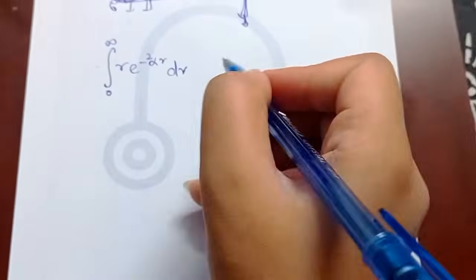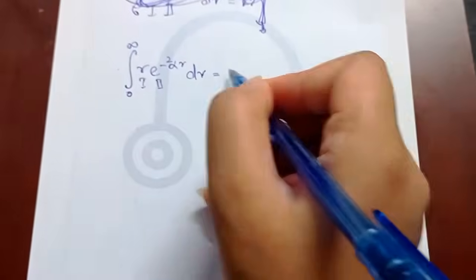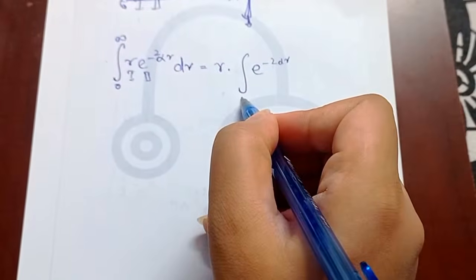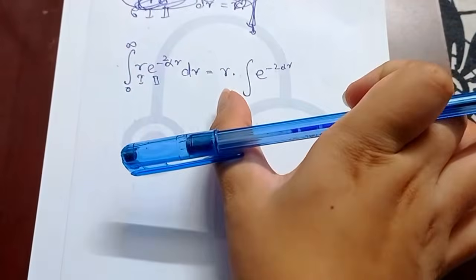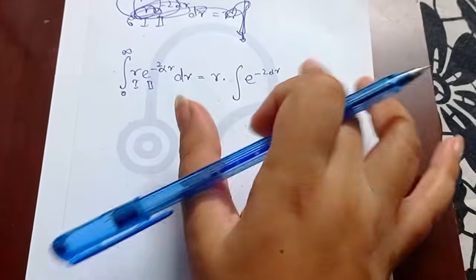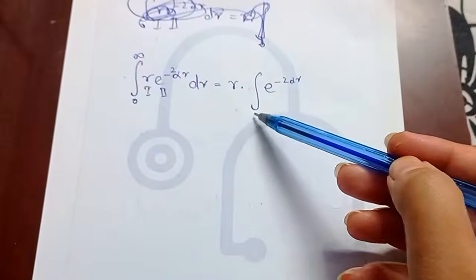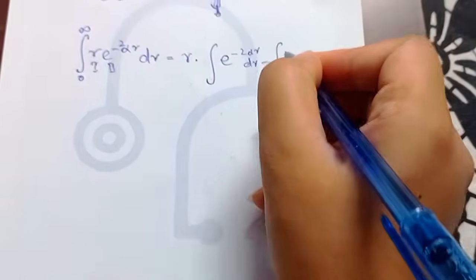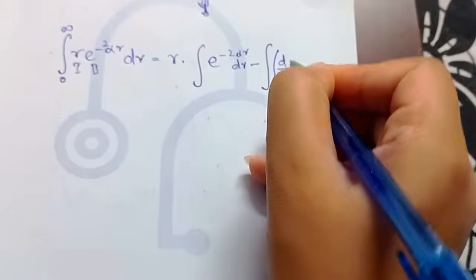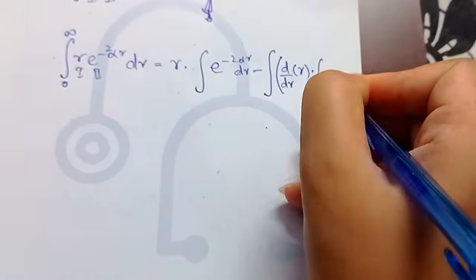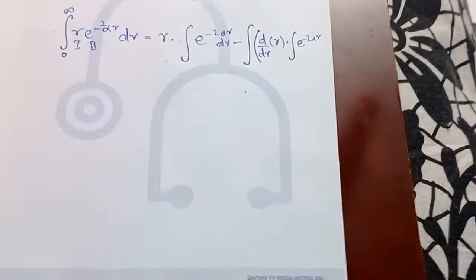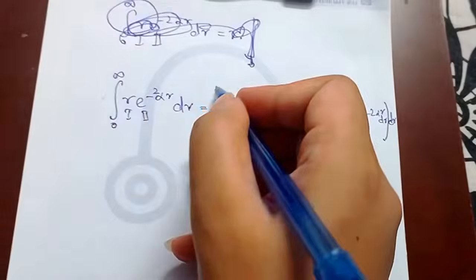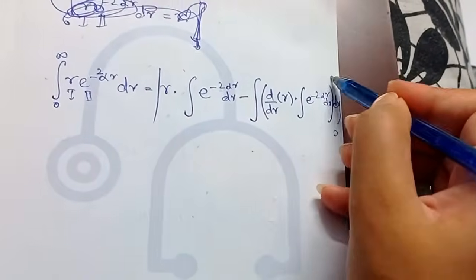It's r e to the power minus 2 alpha r dr, and this is the first term and this is the second term. First term as it is, integration of the second term. You will not write the limit of integration here individually; the limit of integration is applied on the whole thing. So minus integration, then we have the derivative of the first term and the integration of the second term, dr, and this whole thing is integrated, with limit of integration from 0 to infinity.